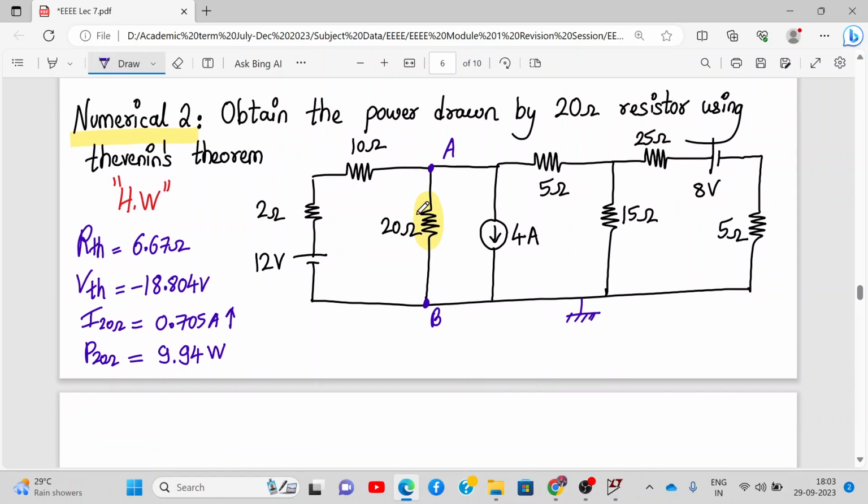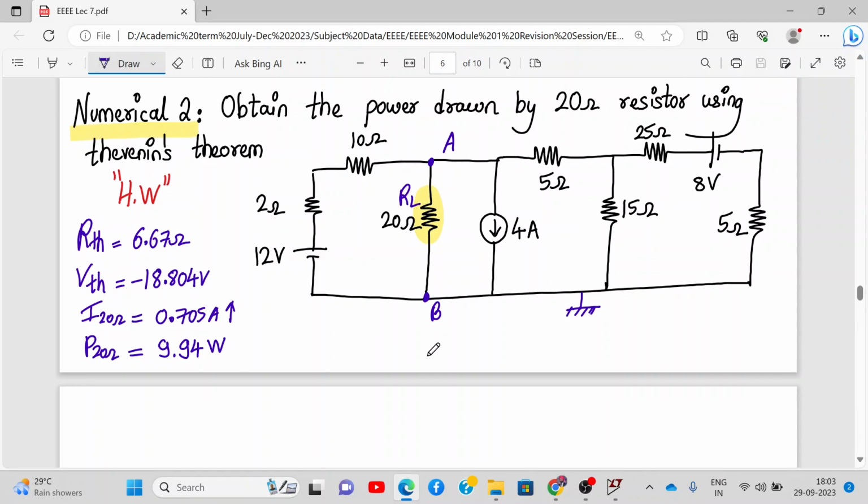Alright, so here there are 3 independent sources, 2 voltage sources and 1 current source. And this is my load resistance RL. So we need to find Rth, Vth, the current flowing through the 20 ohm resistance, and then the power drawn by the 20 ohm resistance. Alright, so let's start solving it.